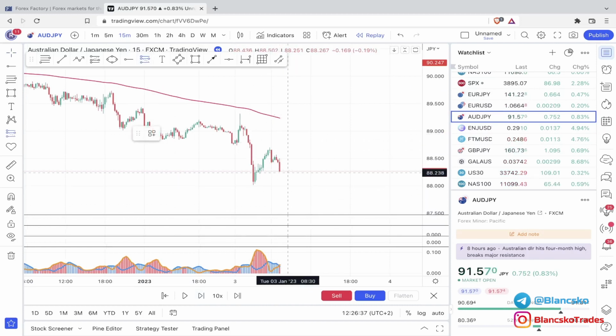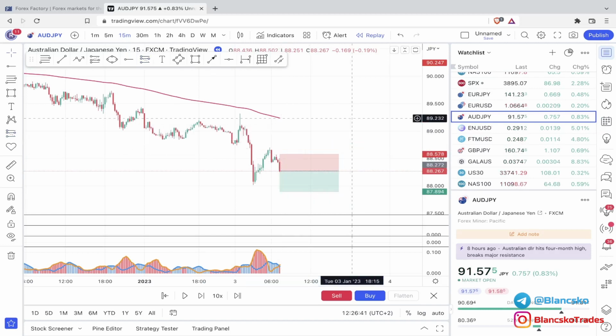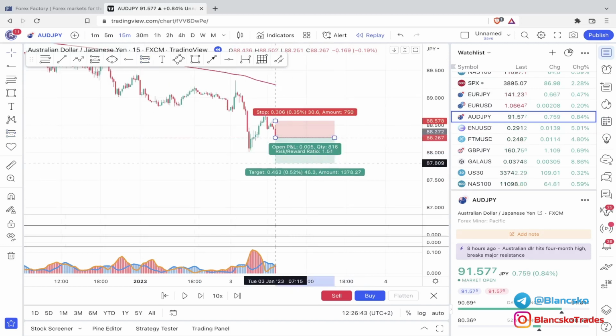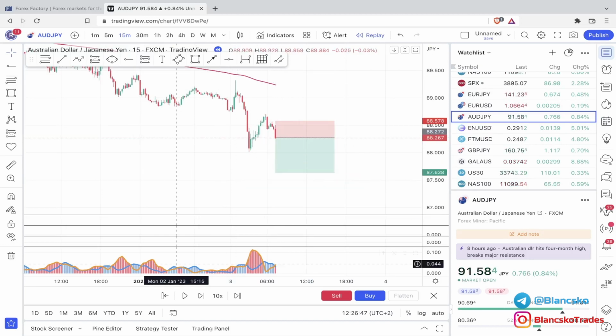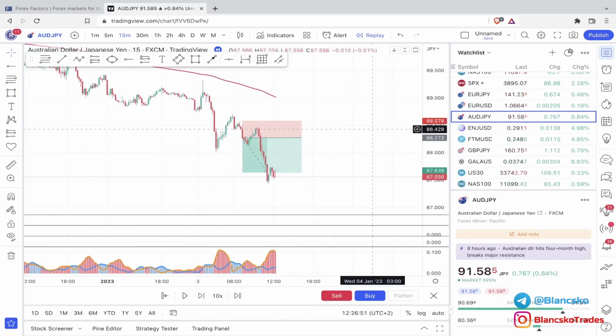So I would have entered right here. Stop loss would have been probably about there because it's the most recent high, and take profit 1 to 2, which would have been around there. Okay, now if we play the market again, take profit would have been hit, and this is a sell example.